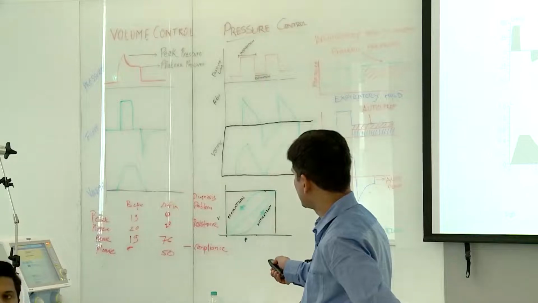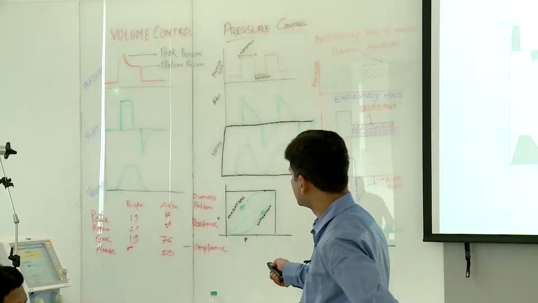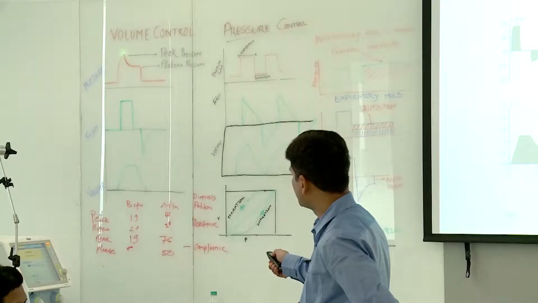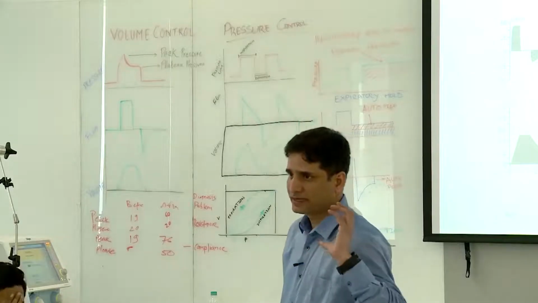If you analyze the pressure also, here the inspiratory valve opens, the pressure builds up in the system, and the first part of the flow is used to overcome the resistance of the airway.